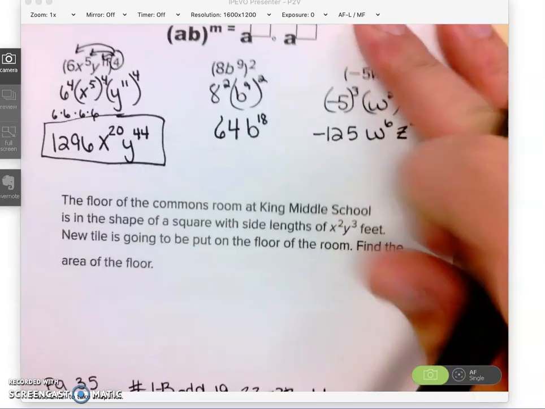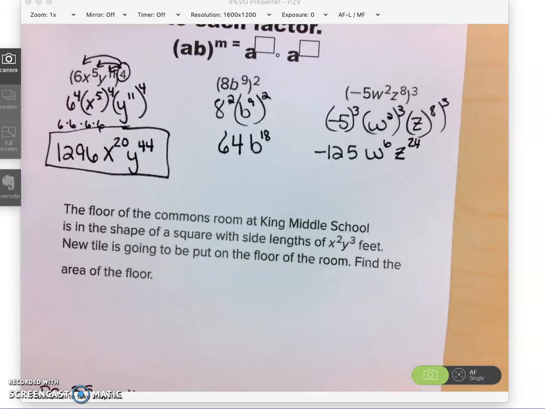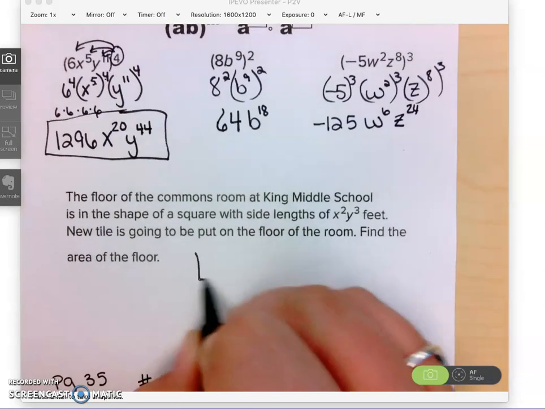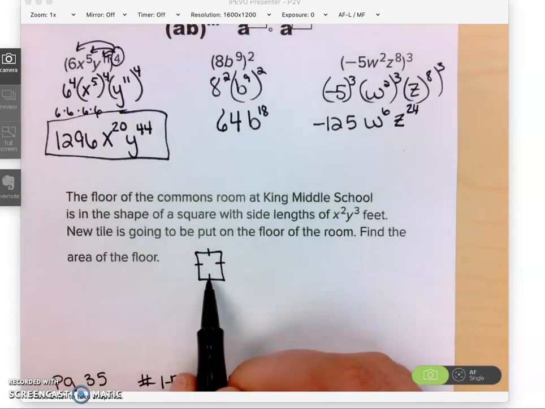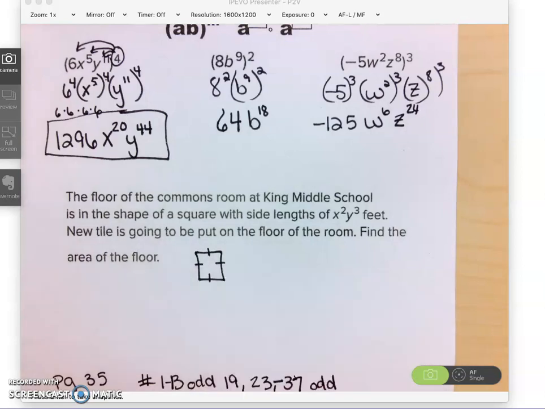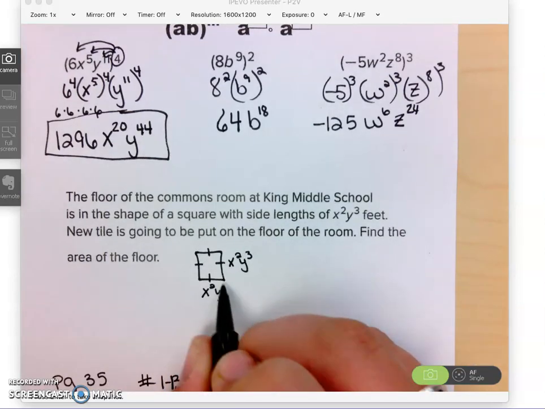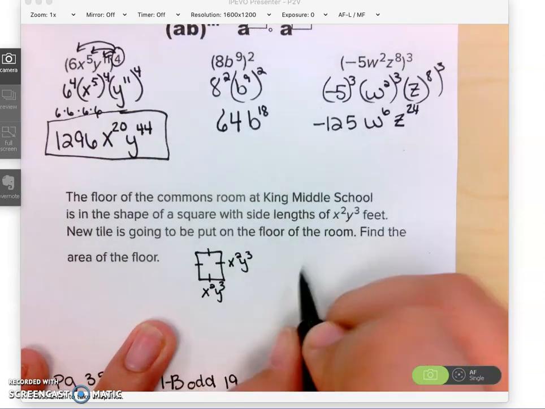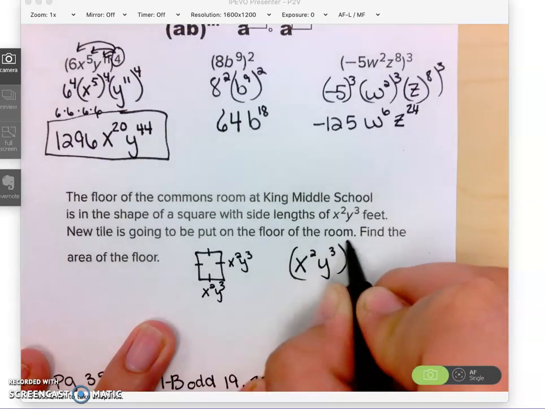Alright, the floor of the Commons room at King Middle School is in the shape of a square with the side lengths of x squared y cubed feet. New tile is going to be put on the floor in the room. Find the area of the floor. So if we think about it, a square has all the same size sides. So these little tick marks mean that all of those are the same. And this is x squared y cubed. This one is x squared y cubed. So what this means is you want to find the area, you have to multiply this times this. Or it would be x squared y cubed, all squared.